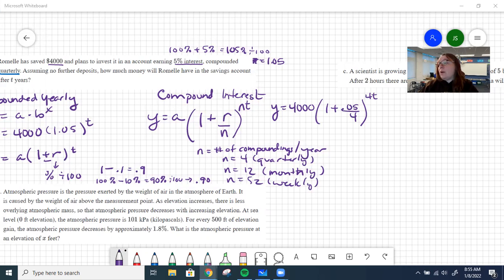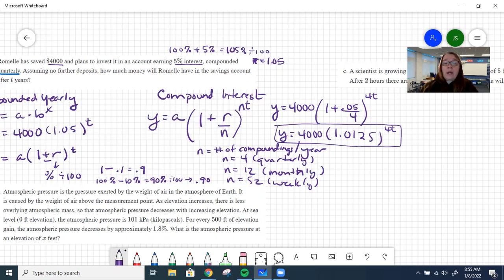All right, so then we can clean this up a little bit, right? We can figure out what 1 plus 0.05 divided by 4 is. So that would be 4,000, and then that comes out to be 1.0125 to the 4T power. So if I wanted to know the interest at the end of a certain number of years, then I would put that number of years in here. So this would be my formula for that situation.